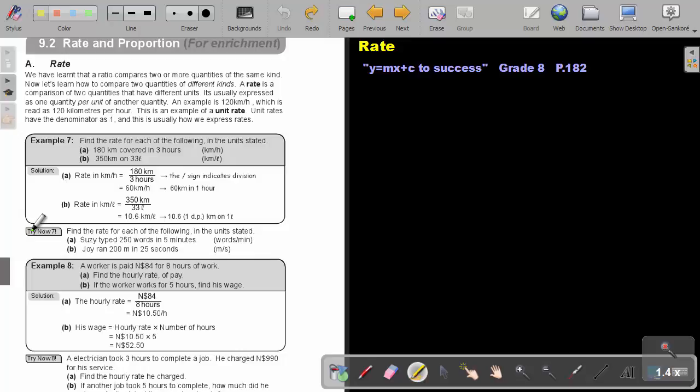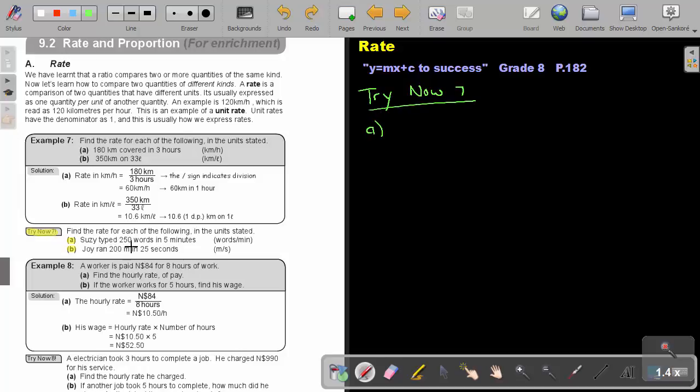Okay, I want you to do Try Now 7, number A and B. Stop the video, and as soon as you are finished, you can continue with the video. Try Now 7. Let's start with number A. Find the rate for each of the following in the unit stated.